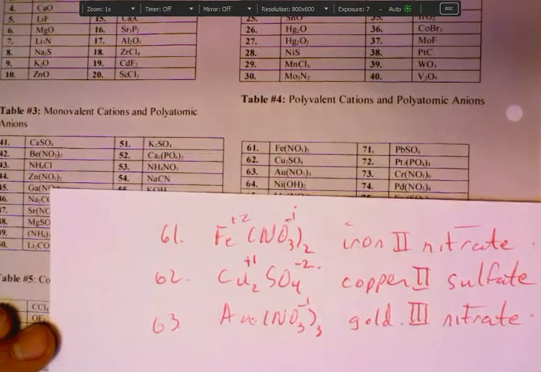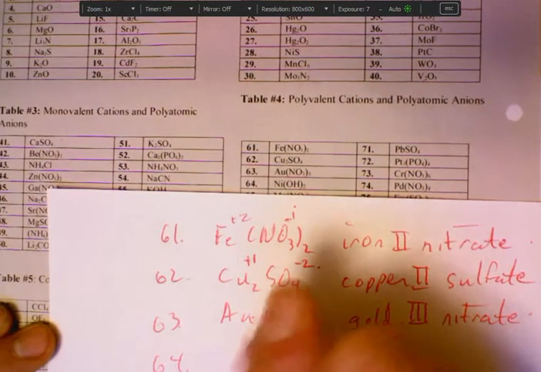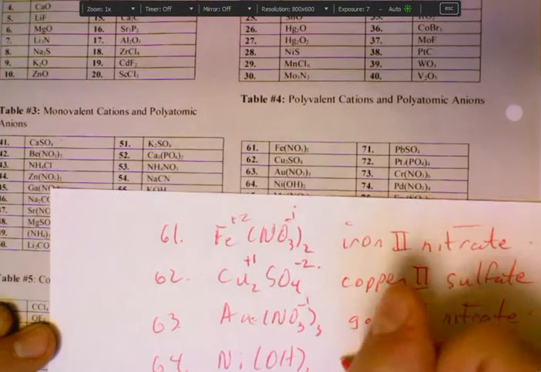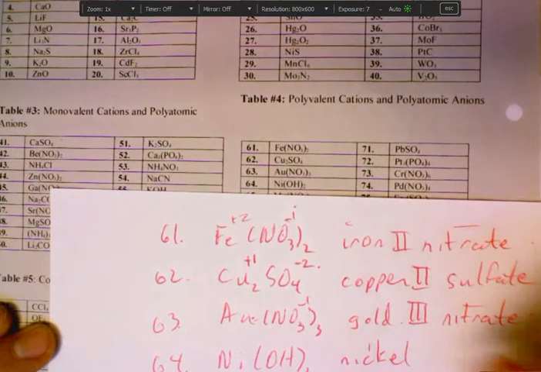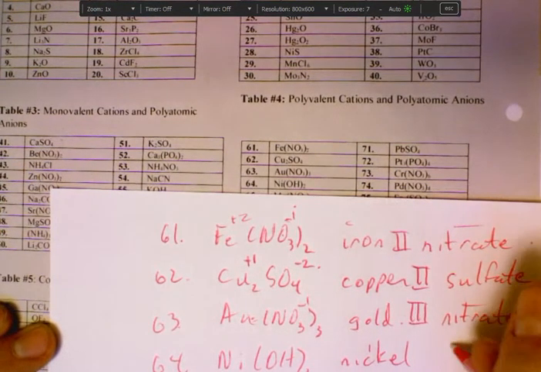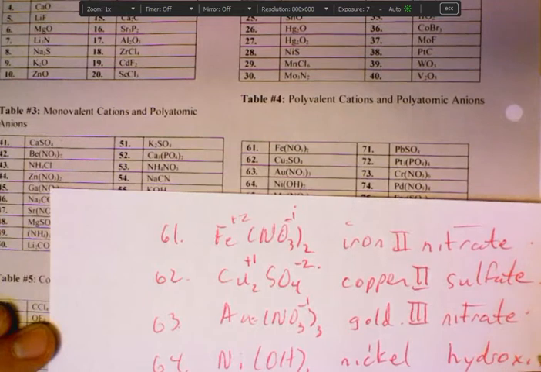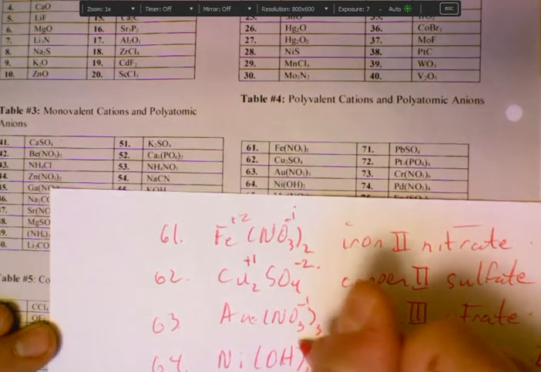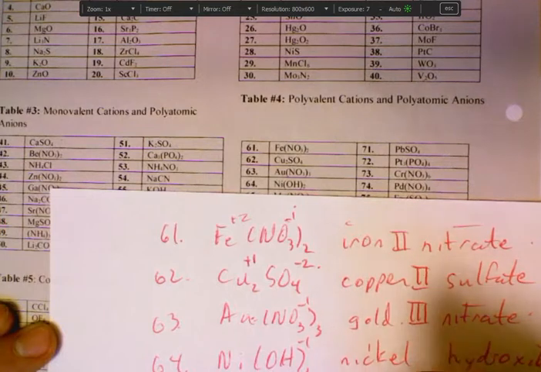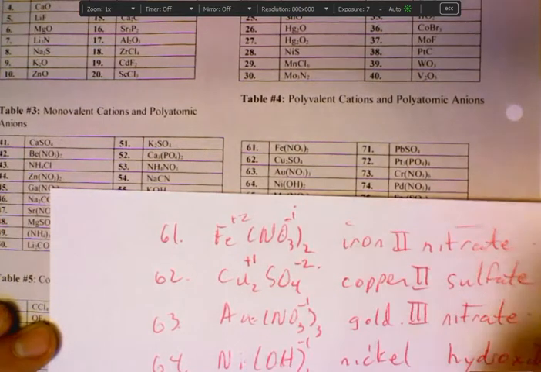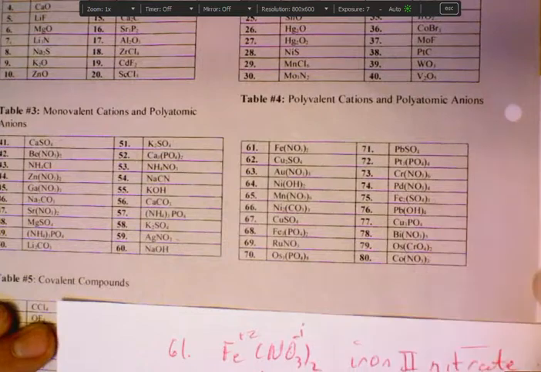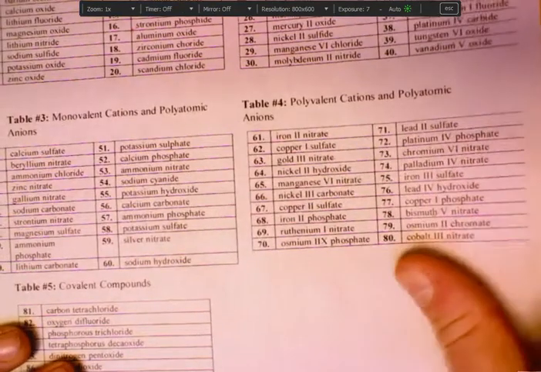Okay, next one, number 64, and our last one, Ni(OH)2. So we know Ni is nickel, and we know that OH is hydroxide. Okay, now what's the charge on the nickel? Well, we know on the back of the periodic table, the charge on hydroxide is -1. 2 times -1 is -2. So we know the charge on the nickel must be +2. You're going to go down there to the end of 80, flip over, and you can check your answers on the back. Remember, this is drill.